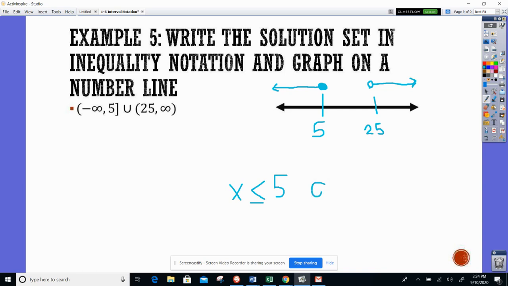But it could also be this other inequality over here. So we're going to say or, and then look at this one. Since it's pointing to the right, that tells us that it's greater than the number, and this number is 25. So x is greater than 25. Now this is an open circle, so we don't put the or equal to line underneath. And now we are done. We wrote it in inequality notation, and we graphed it on the number line.